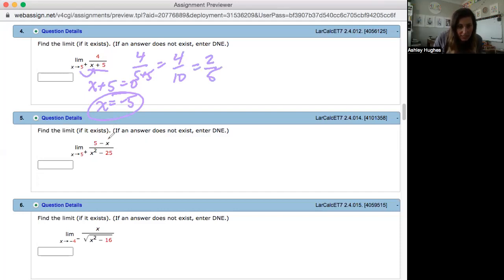Find the limit if it exists. Okay, let's go ahead and see what happens here. If I plug in 5 here, I get 25 and I get 0. I get 0 over 0, which means there's more work to do. And this is a difference of squares. So I'm going to factor. The bottom factors to be x minus 5 times x plus 5.